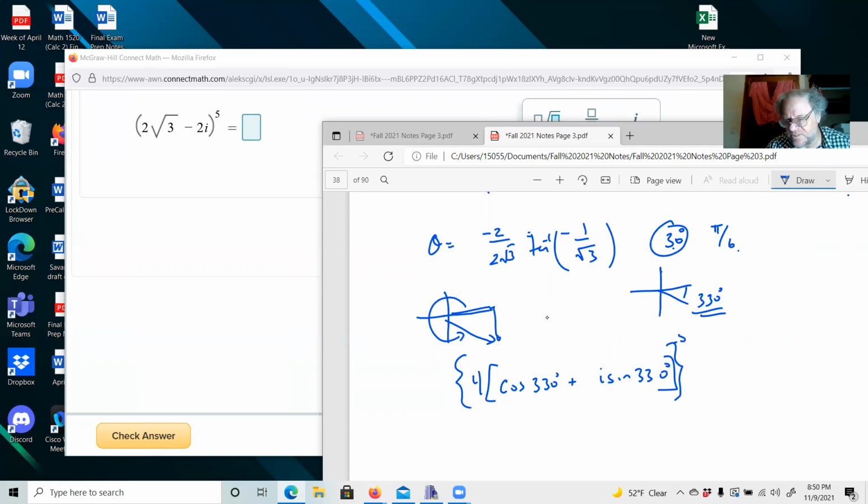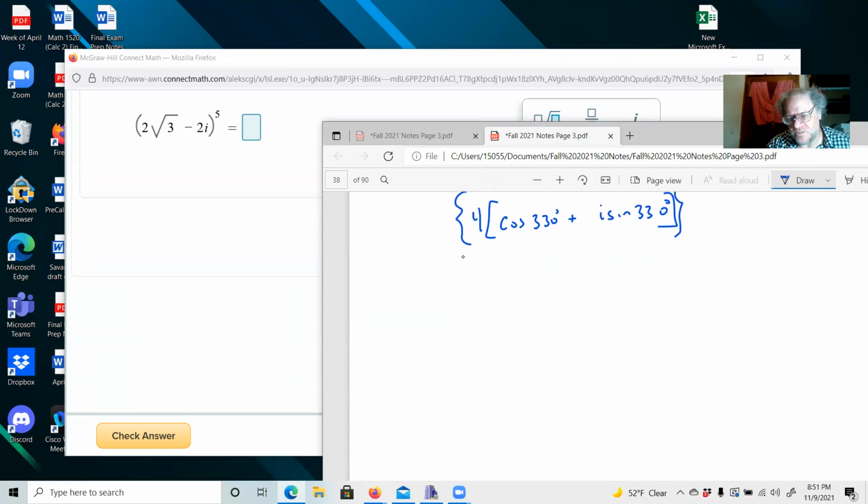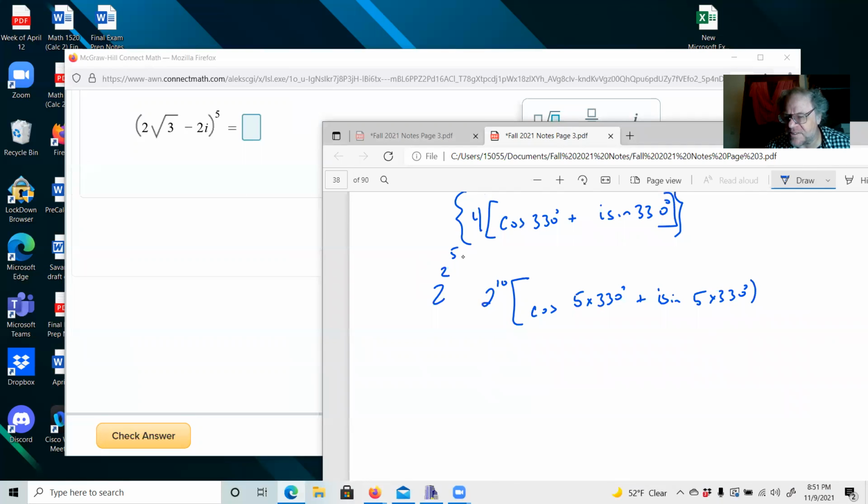We are going to raise this to the 5th power. So 2 is 2 squared, raised to the 5th power, right? Raising a power to a power. So this is 2 to the 10th. And then we have cosine of 5 times 330 degrees plus I sine of 5 times 330 degrees. Oops. Looking back on it now, maybe radians would have been easier.